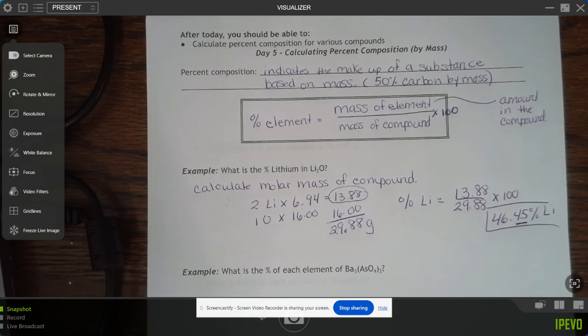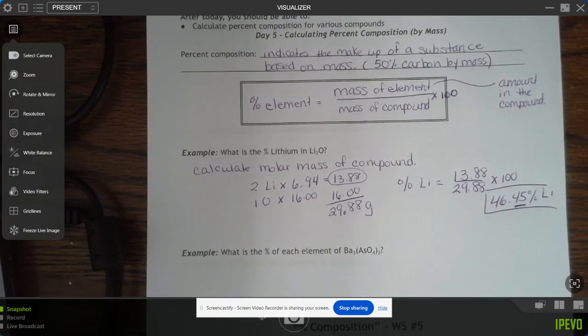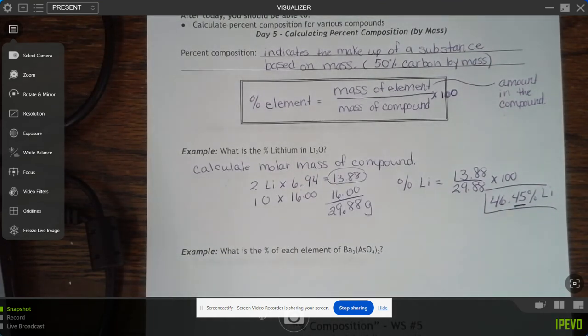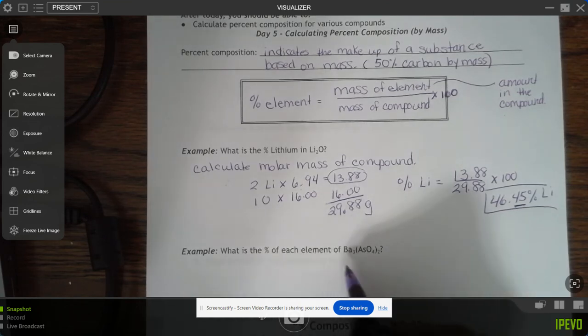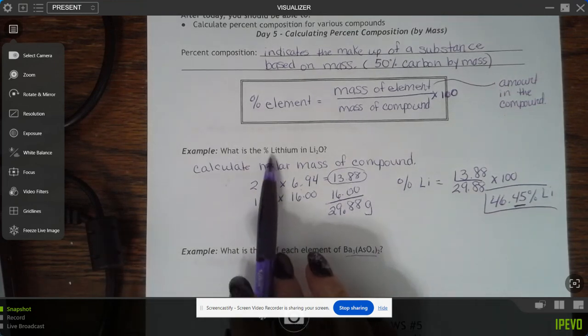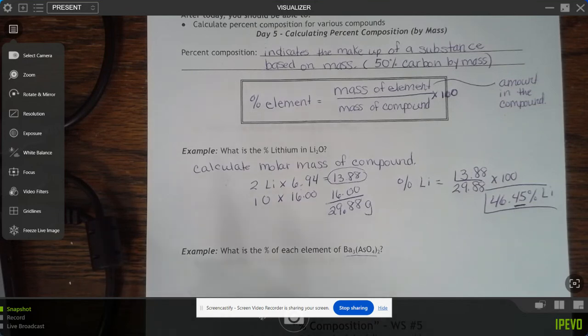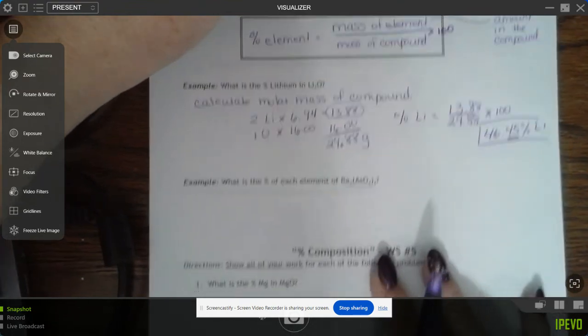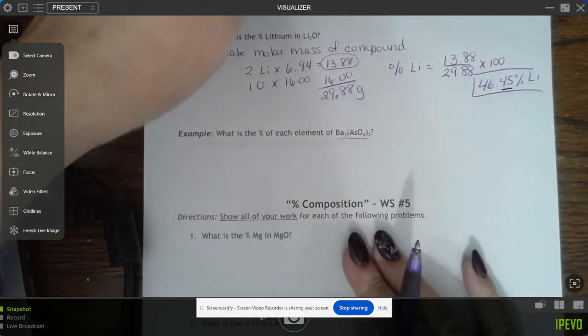So let's do another example. And this is another case of make sure you're reading the question, because this one asks what is the percent of each element in barium arsenate. This first example up here just asked you for lithium, and I can't tell you the times that on a test I'll ask for a certain element and students don't read the question, they just give the percent composition of every element, which is more work than you have to do.